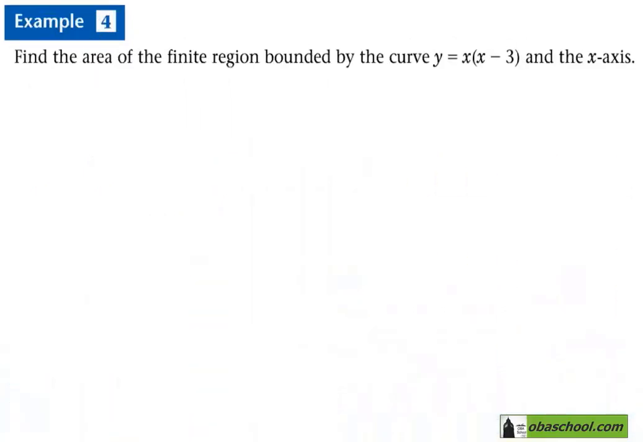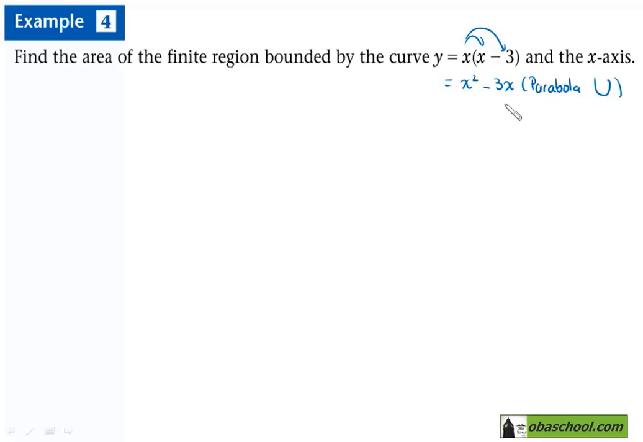Find the area of the finite region bounded by the curve y equals x into x minus 3 and the x-axis. Look at this curve. If we expand this curve, then it will be x squared minus 3x. That means this is a quadratic equation which is represented by a parabola. Since the coefficient of x squared is positive, the parabola is opened upward.